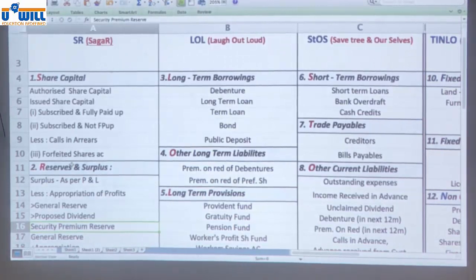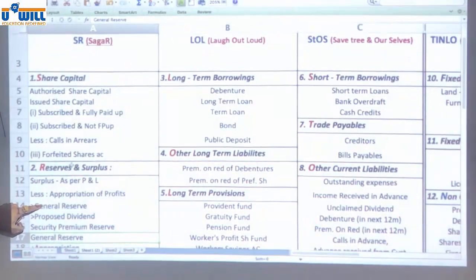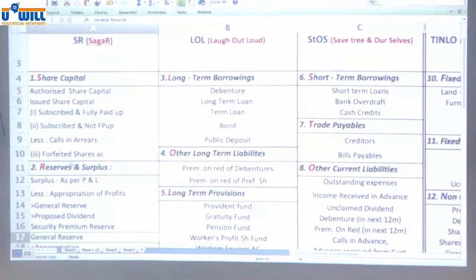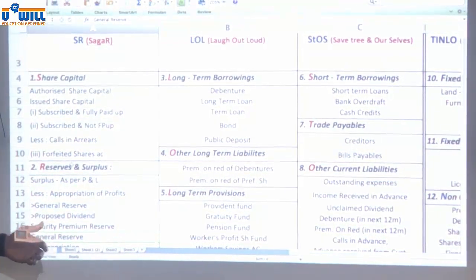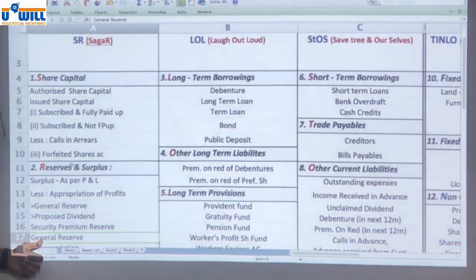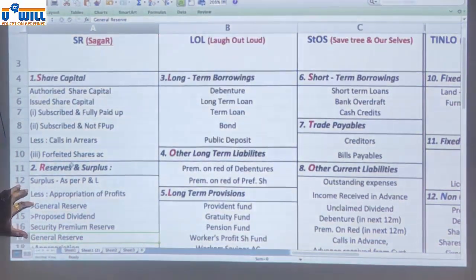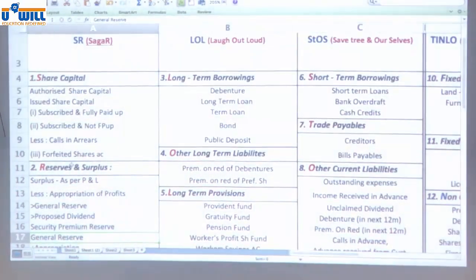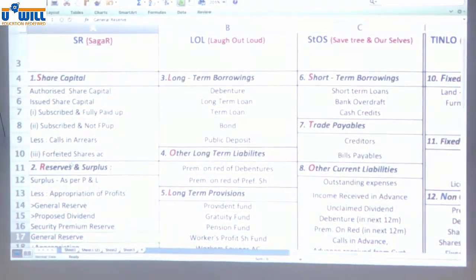सिक्योरिटी प्रीमियम रिजर्व, पता है सबको, shares issued at par, issued at premium. Then general reserve, अब जो जनरल रिजर्व ये जो है, यही वाला जनरल रिजर्व यहाँ से माइनस किया, but general reserve is also part of our reserves and provisions, reserves and surplus, so again it will separately come over here. So this is basically the same thing, यहाँ से subtract किया, यहाँ पे add किया. समझ में आया सबको? Okay.